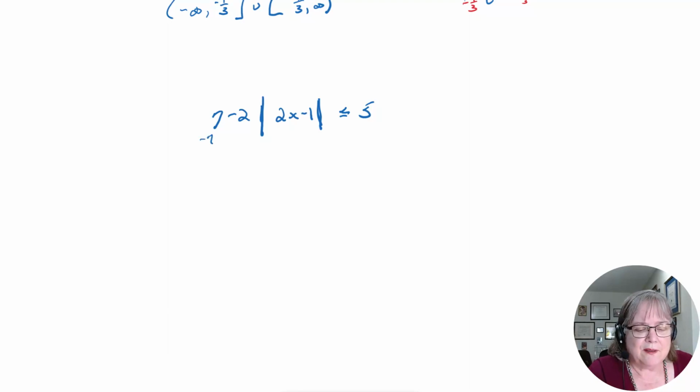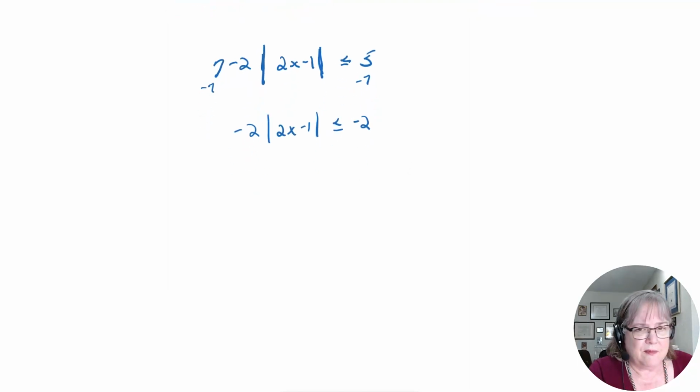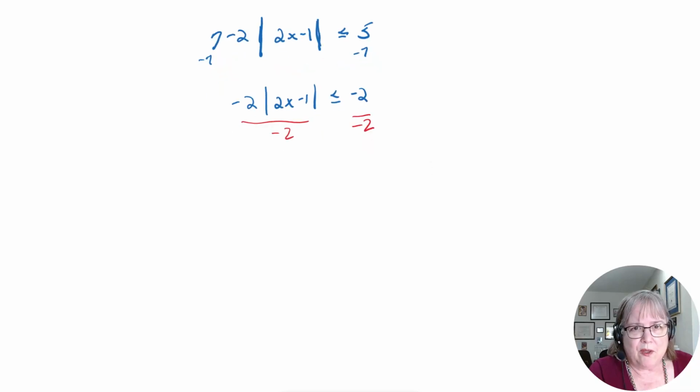So this one's going to look kind of weird, so I'm showing you the steps. So negative 2 times the absolute value of 2x minus 1 is less than or equal to negative 2. Hang in there. All right. Now we're going to divide by negative 2. And what is it that you have to remember to do when you multiply or divide by a negative? You have to reverse the inequality. So the absolute value of 2x minus 1 is greater than or equal to 1.